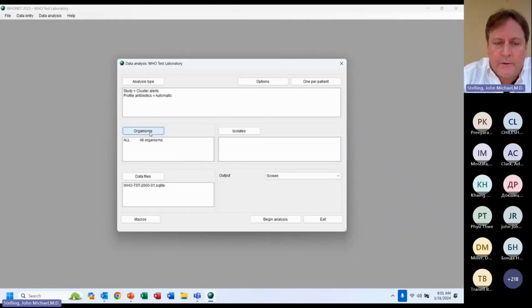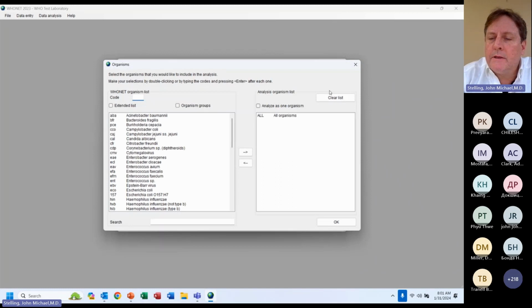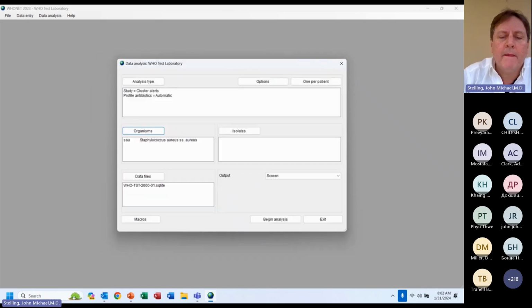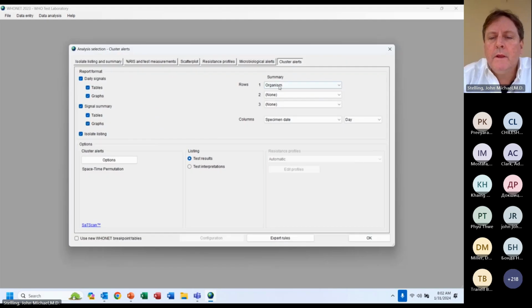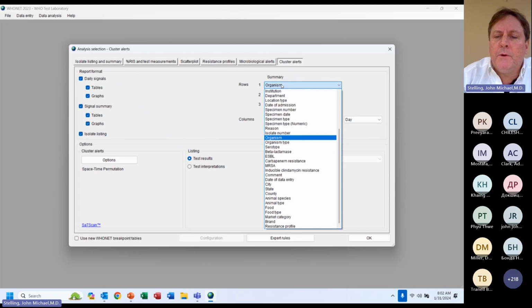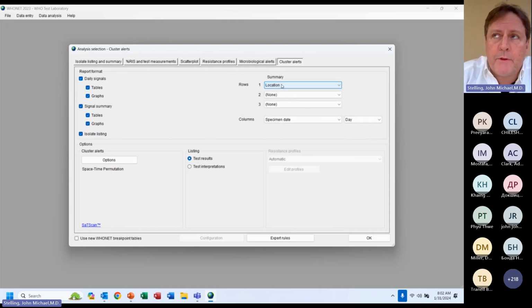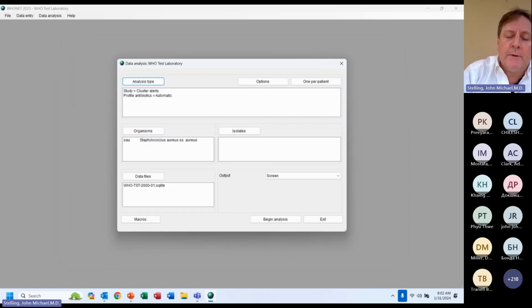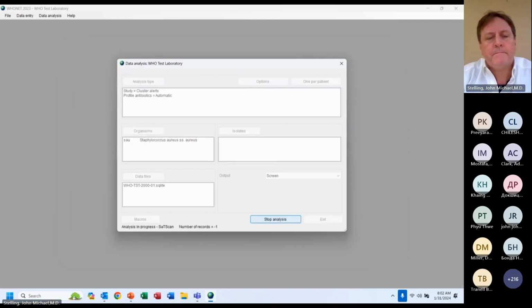So I don't want all of the organisms. I can clear my list. I can enter Staphylococcus aureus, and I click OK. Analysis type. I don't want the rows to represent the organisms. I want the rows to represent the different locations. In this example, the location is the name of the ward or the name of the clinic. I will click on OK, and I will click on Begin Analysis.